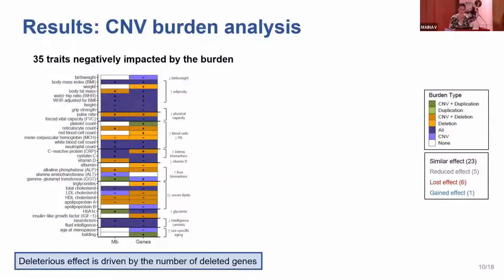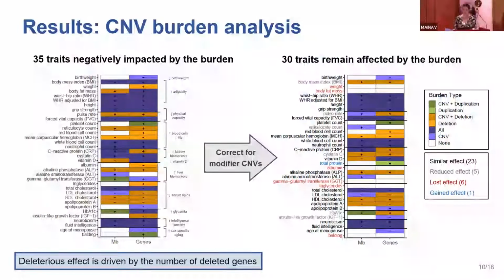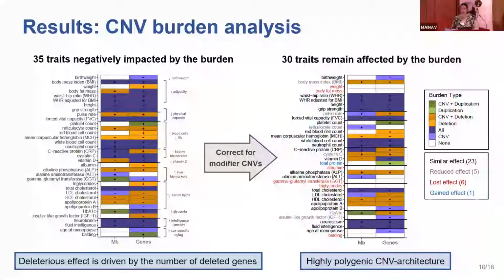So we then went a step further, and we corrected for what we call modifier CNVs. So these are CNVs that by themselves affect the trait of interest, as identified with our CNV GWAS. So if we take the example of the burden for urate levels, we would correct for the CNV region that contains PDZK1. And to our surprise, 30 traits remain significantly associated with the burden, meaning that for them, there is a highly polygenic CNV architecture.